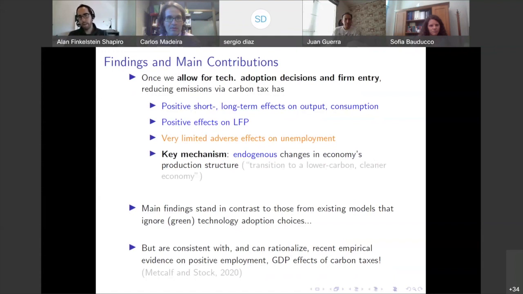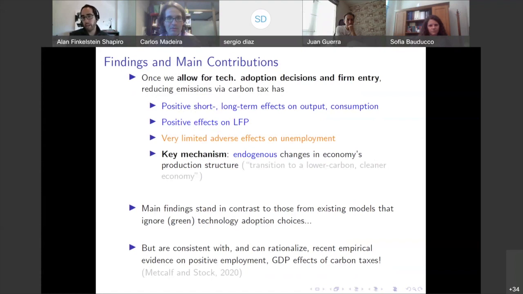And the key mechanism behind this, and I have a nice table that we generated a couple of weeks ago that shows this very clearly, is that it really goes back to how the carbon tax is changing the overall production structure that you use in the economy in terms of what technologies you use to produce. So in all of these discussions, especially in policy circles, about the transition to a lower carbon, cleaner economy, what we have in mind is really thinking about the fundamental way in which we produce. And this model allows you to capture that endogenous transition that will happen as a result of policies that you implement to deal with carbon emissions.